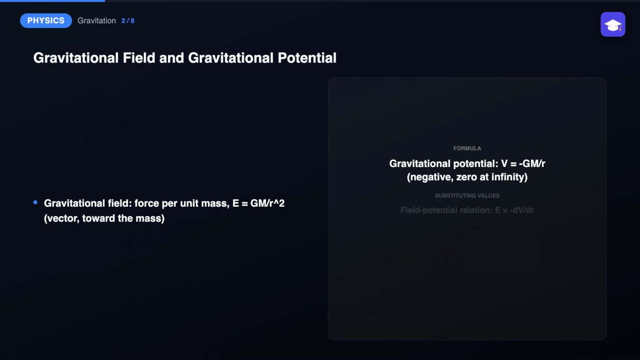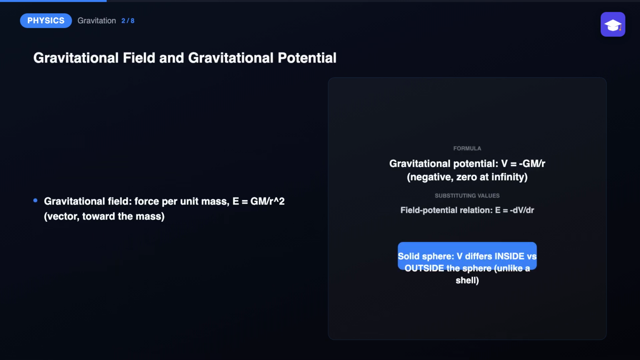The gravitational field at a point is defined as the gravitational force experienced per unit mass placed at that point. It's a vector quantity with the same units as acceleration, and for a point mass m, the field at distance r has magnitude GM over r squared, directed toward the mass.